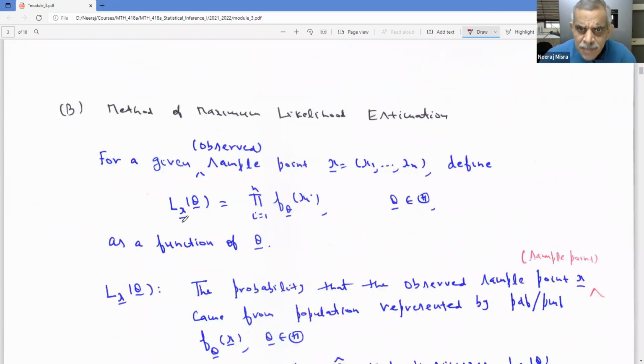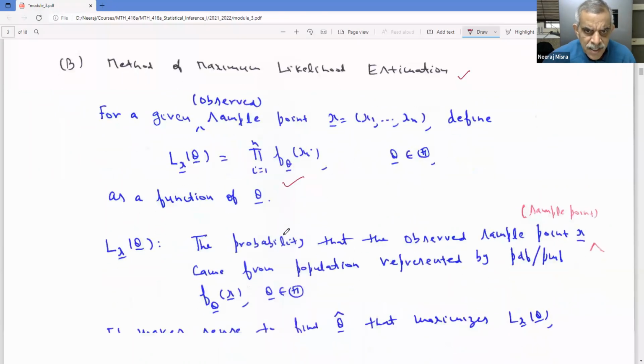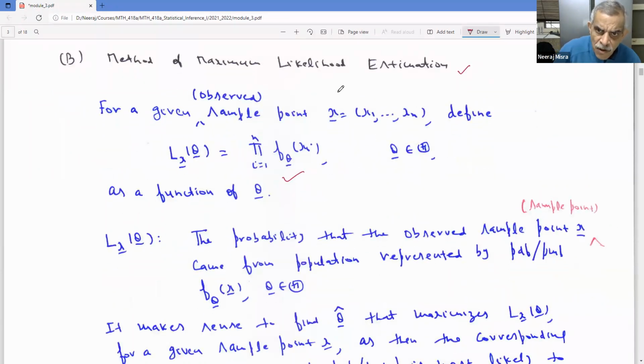Now let us consider another popular method of estimation, which is called the method of maximum likelihood. So first I define the likelihood function. For a given observed sample point X, define L_x(theta) as the product for i equal to 1 to n of f(theta, x_i), as a function of theta after you have observed the sample. So the likelihood function is defined for a fixed observed sample.